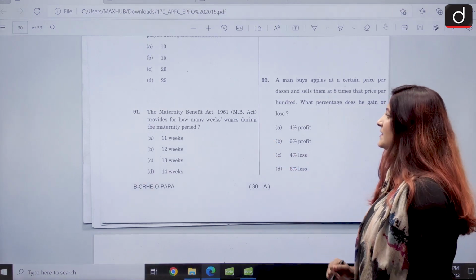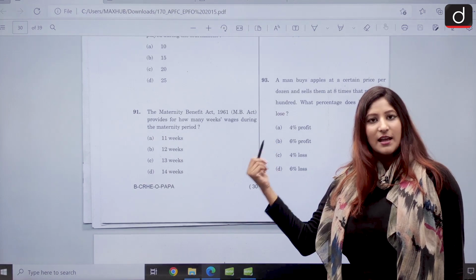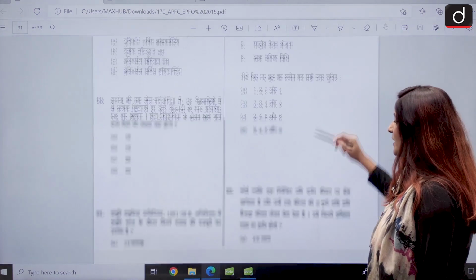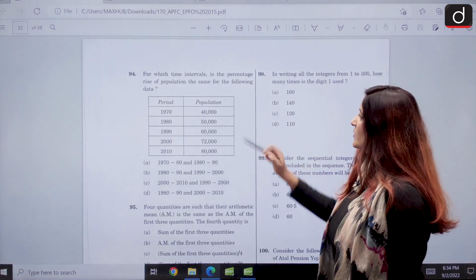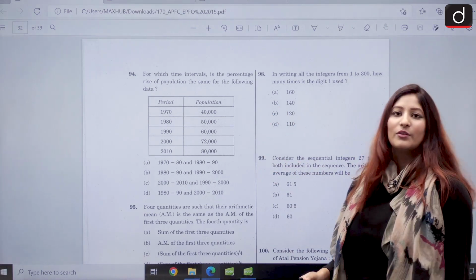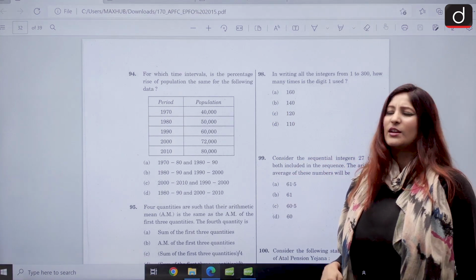The Maternity Benefit Act of 1961, one of the important acts that must be there in your current affairs, has been asked here. Similarly, for the current examination, you have to be aware of current affairs. A population question has been asked here, so it is also important that you know data with respect to population. So one question is there, but why take any sort of risk?